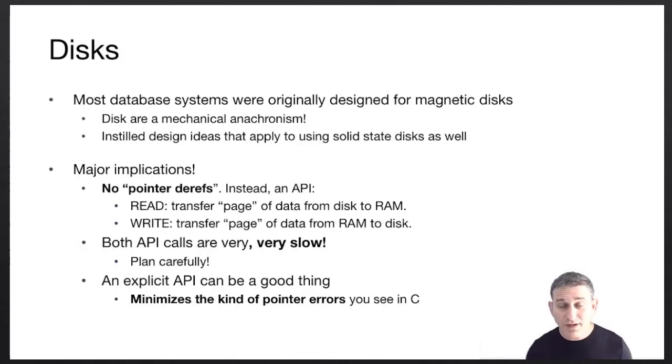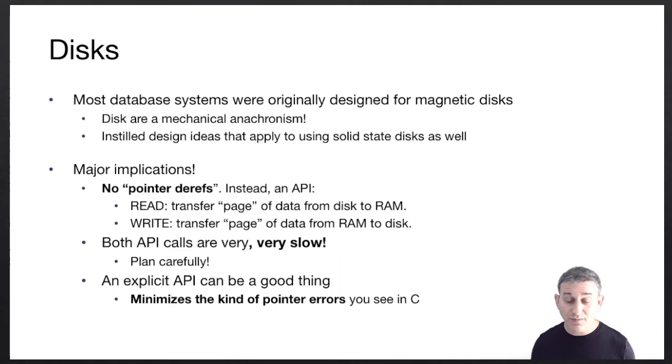Now, there are major implications of the fact that we're dealing with disks. The most important one is in our programming model. We no longer have a model where we have objects in memory that we can dereference pointers on. Instead, we have an API to get things from the disk. We can read and we can write. And we read and write in units of a page of data, which is a fixed amount of data to and from disk to RAM.